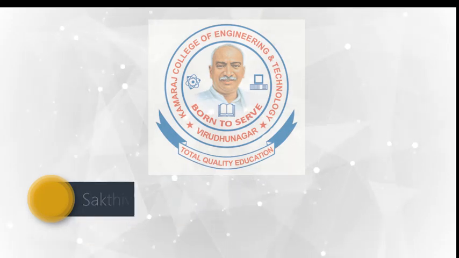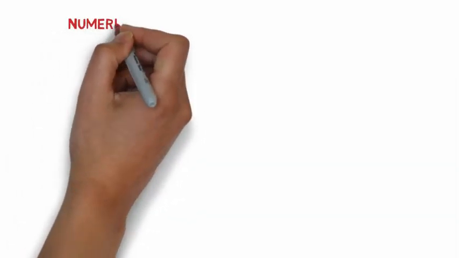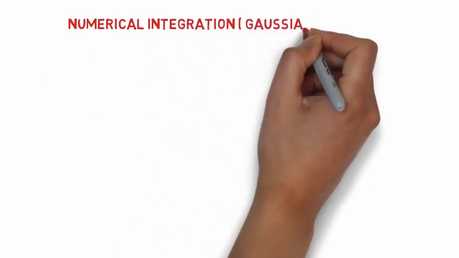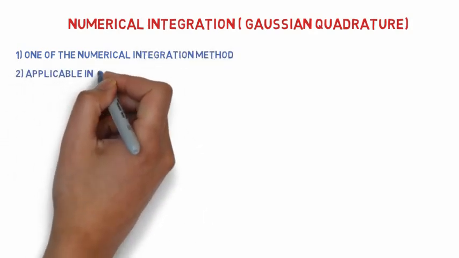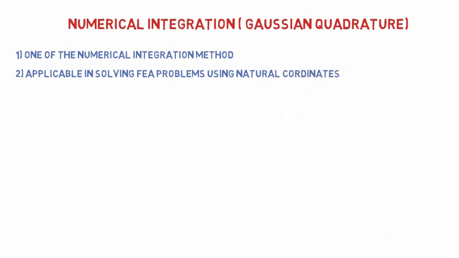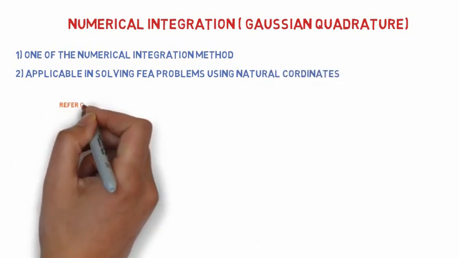Come on, let us go through the topic directly. Numerical integration is also known as Gaussian quadrature. It is one of the interesting topics in mathematics. It is one of the mathematical numerical integration methods, and it is also applicable for solving finite element analysis problems which use natural coordinates.